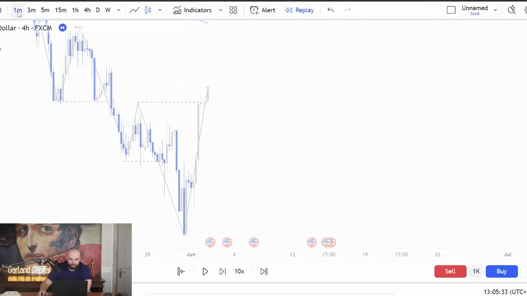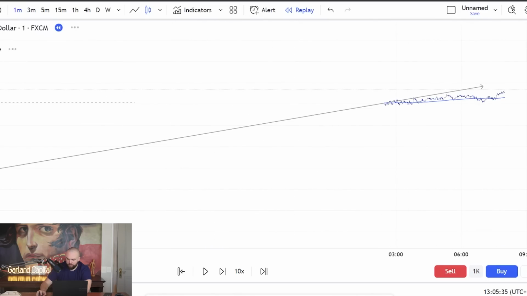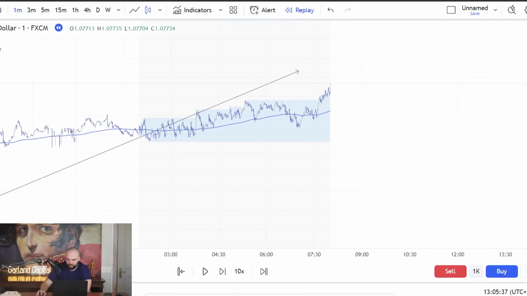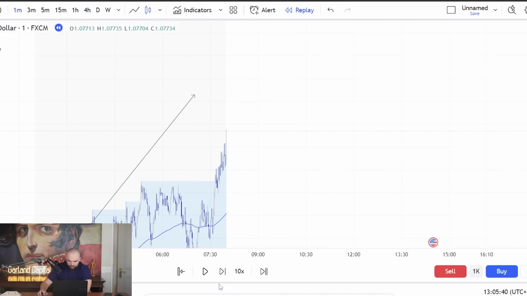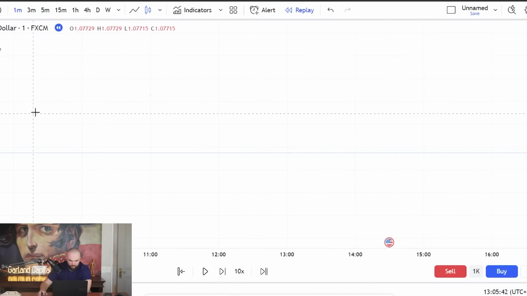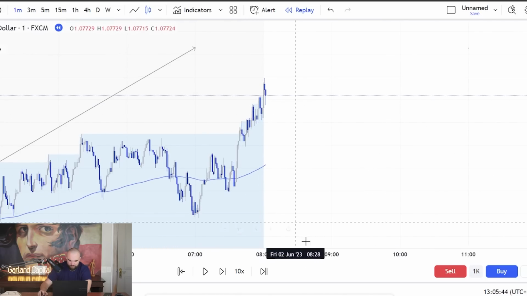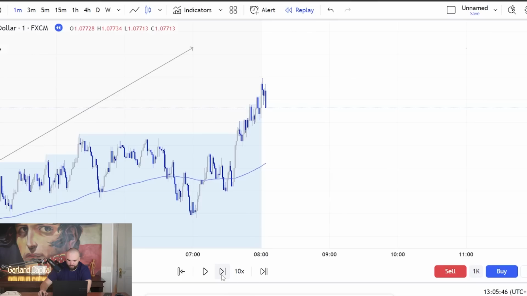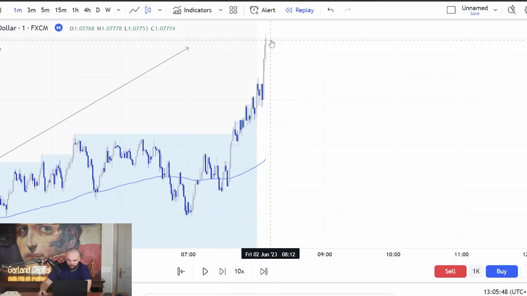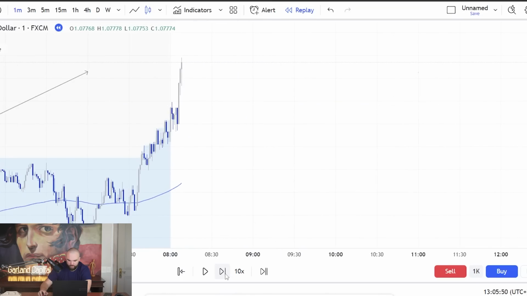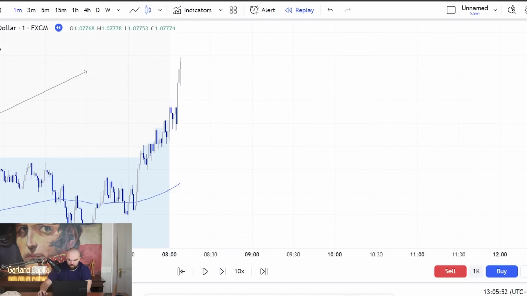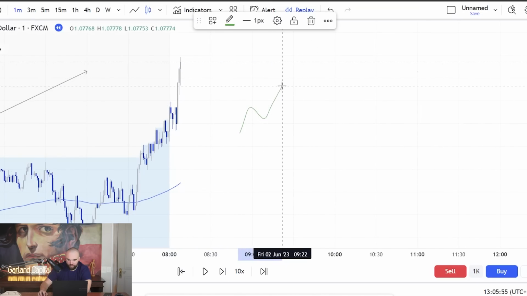We go into the 1 minute now. With that in mind, we're not trading blindly. So we have a look here on the 1 minute, and we're looking for price to liquidate the Asian highs, which it does right here. So Asian highs are liquidated. Now we are looking for our change of character. We're looking for price to change character.